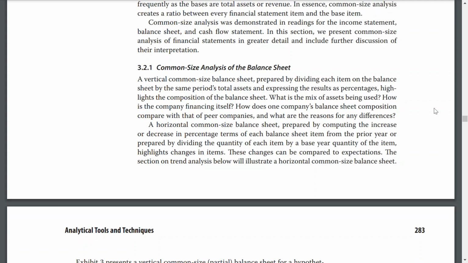A horizontal common size balance sheet, prepared by computing the increase or decrease in percentage terms of each balance sheet item from the prior year, or prepared by dividing the quantity of each item by a base year quantity of the item, highlights changes in items. These changes can be compared to expectations. The section on trend analysis below will illustrate a horizontal common size balance sheet.